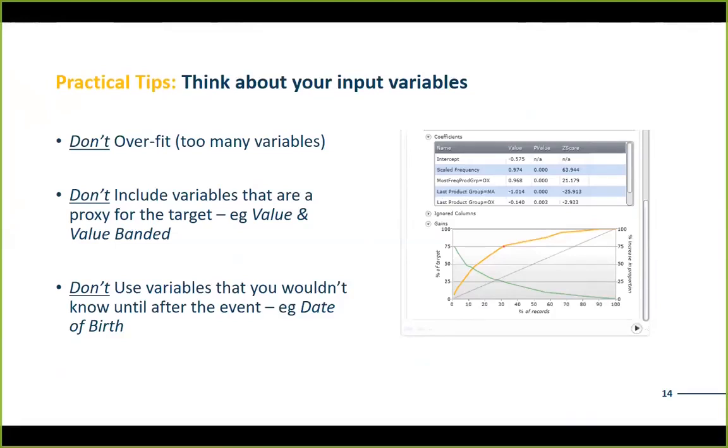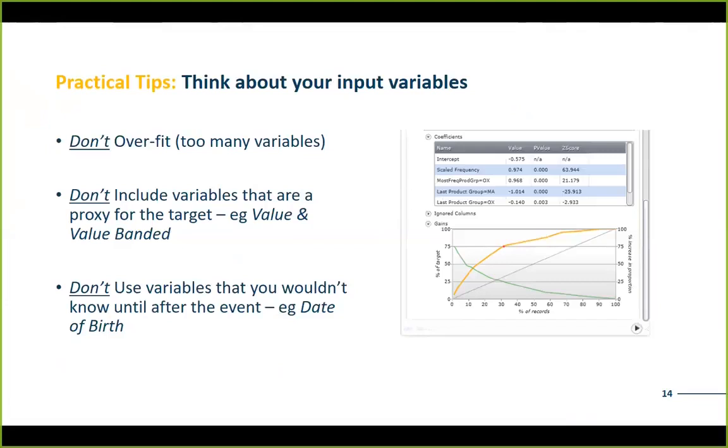The other thing is, just be aware of using variables that are actually a proxy for the target. So if you're trying to predict somebody's value, for instance, and you included in your model a field such as value banded, effectively they're counting the same thing, and you'll get a model which looks on paper very, very effective, but actually that's because the variable and the target are interlinked. So it's just something to be aware of. Just think, I don't want to use that field. If I'm trying to predict that, I don't want to use other fields which actually represent that already.